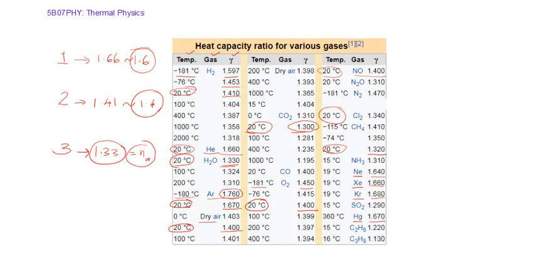Gamma for monatomic is greater than gamma for diatomic, which is greater than gamma for polyatomic. This is the thing, right?